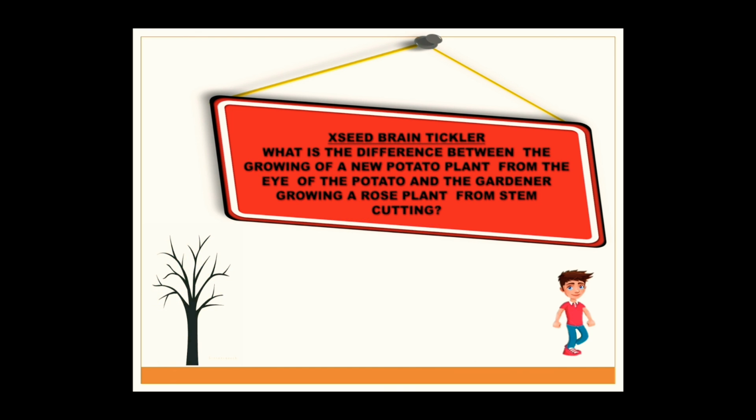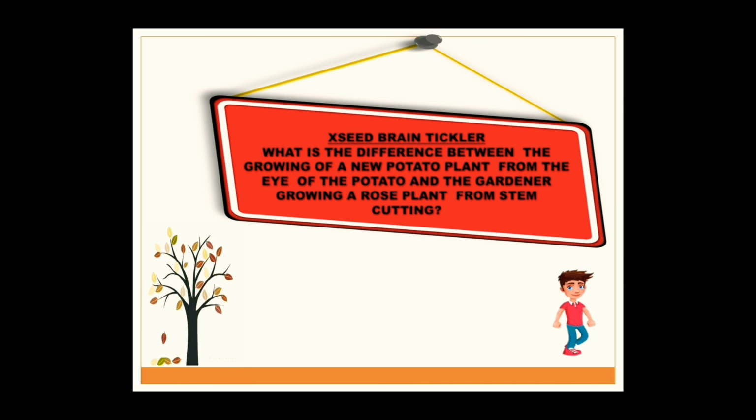After understanding this topic clearly, let us move on to a question which makes us think. As usual, I said to you, this is our brain tickler. So let us talk about this brain tickler. What is the difference between the growing of a new potato plant from the eye of the potato and the gardener growing a rose plant from stem cutting? What is the difference between these?